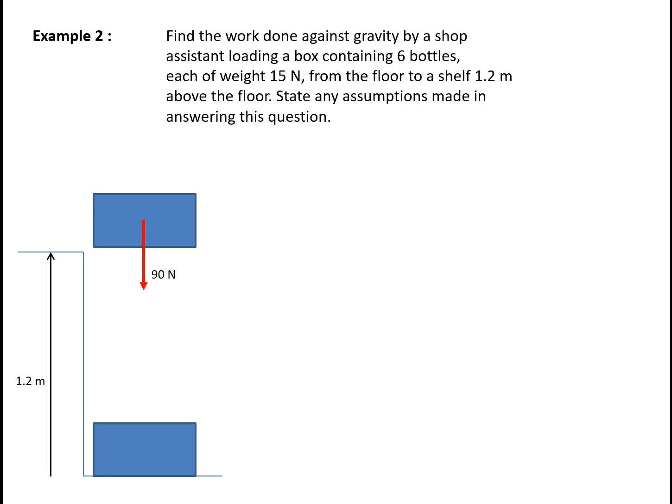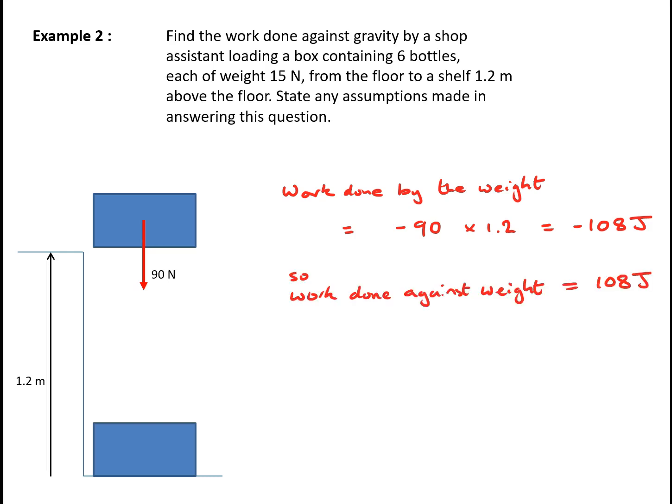So the work done by the weight is the component of the weight in the direction of the motion times the distance that it's moved. So the component of the weight in the direction of the motion is minus 90 newtons, times the distance moved, which is 1.2. So the work done by the weight is minus 90 times 1.2, which is minus 108 joules. So the work done against the weight, or the work done against gravity, is 108 joules.